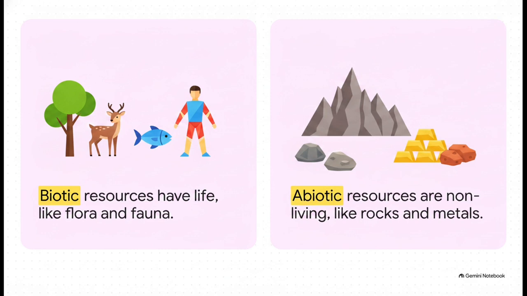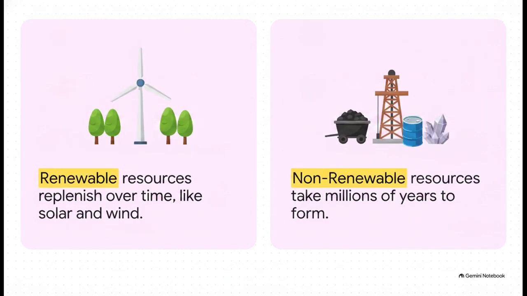On the flip side, abiotic resources are all the non-living elements. Think rocks, metals, and land. Next up, we classify them by exhaustibility. Basically, can they run out? Renewable resources, like solar power, wind energy, forests, wildlife, these can all be replenished through physical, chemical, or mechanical processes.